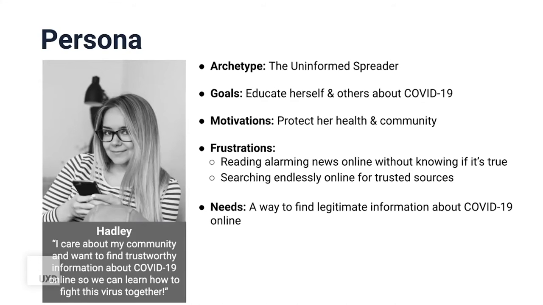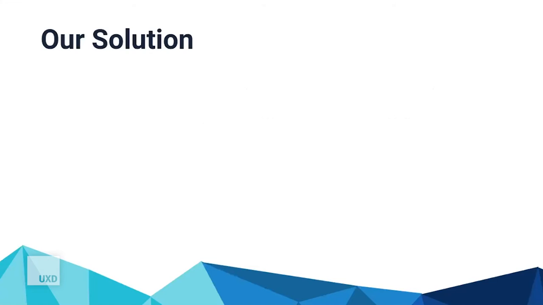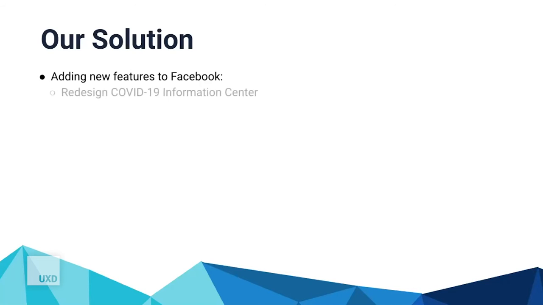And so for our solution, we approached the problem from 2 angles. One is to focus on giving information about COVID-19 from trusted sources, and then also encouraging people to just stop and think before they reshare information. So our solution is to add new features to Facebook. We redesigned its COVID-19 Information Center and also added a fact checker to it.